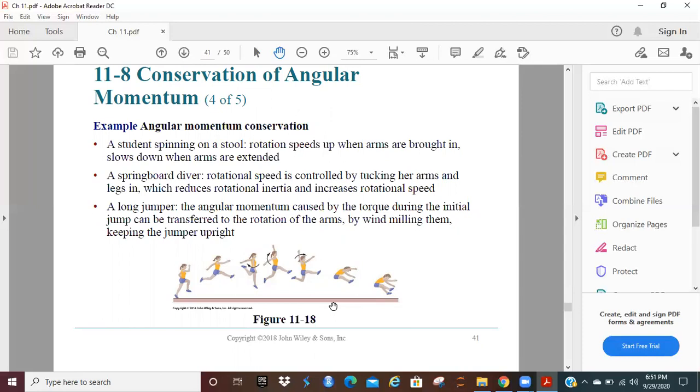A long jumper: the angular momentum caused by the torque during the initial jump can be transferred to the rotation of the arms by windmilling them, keeping the jumper upright.